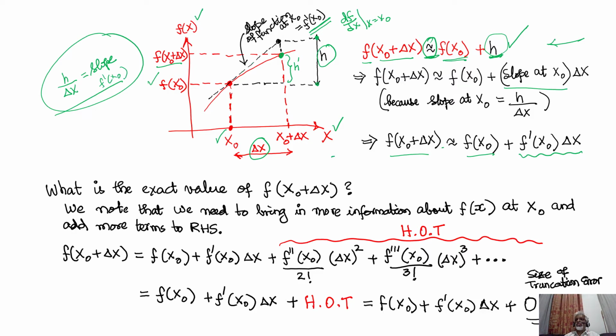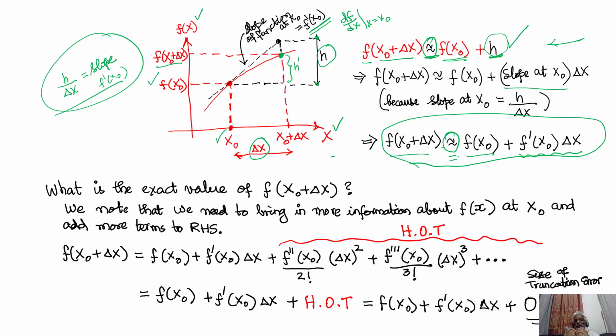So f dash of x naught multiplied by delta x will give us h. So this is an approximate expression for the value of the function at x naught plus delta x. Now, this will become more and more accurate. This will tend towards equality sign if we take delta x to be infinitesimally small.